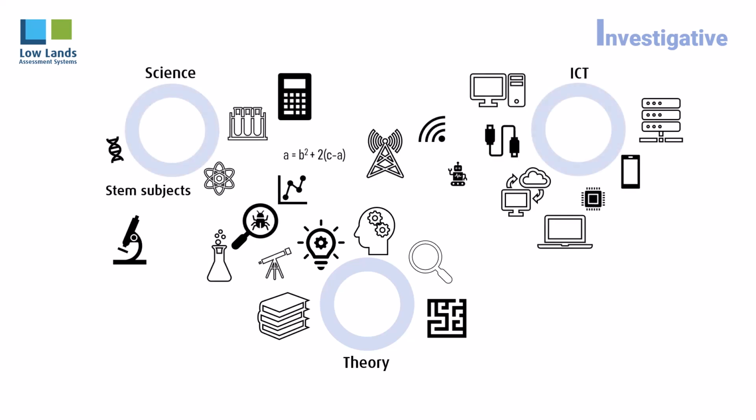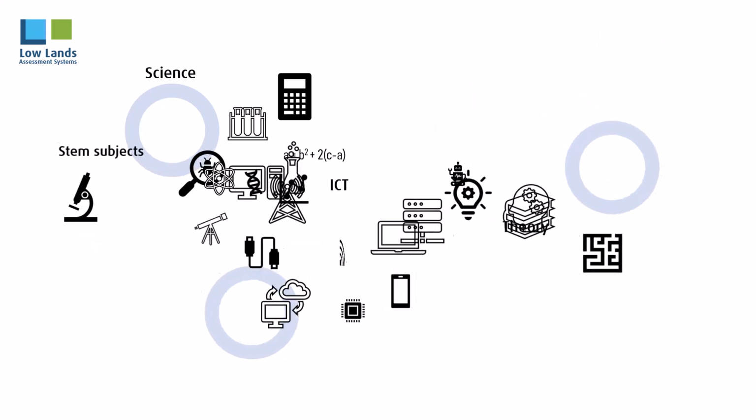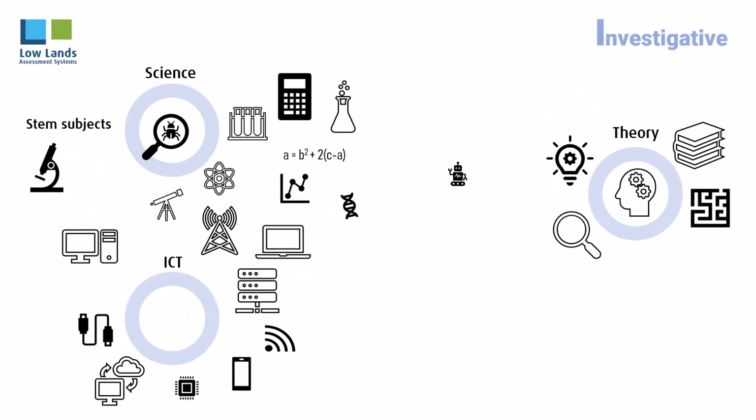So there we have it, an overview of the 3 components of the investigative interest domain. It is good to realize that 2 of the 3 are technological in nature. This means that people who are theoretically inclined but don't like STEM subjects or computers will never have a super high overall score for investigative. Food for thought, something to think about. In part 2 of this tutorial, we will illustrate this with a few practical examples.